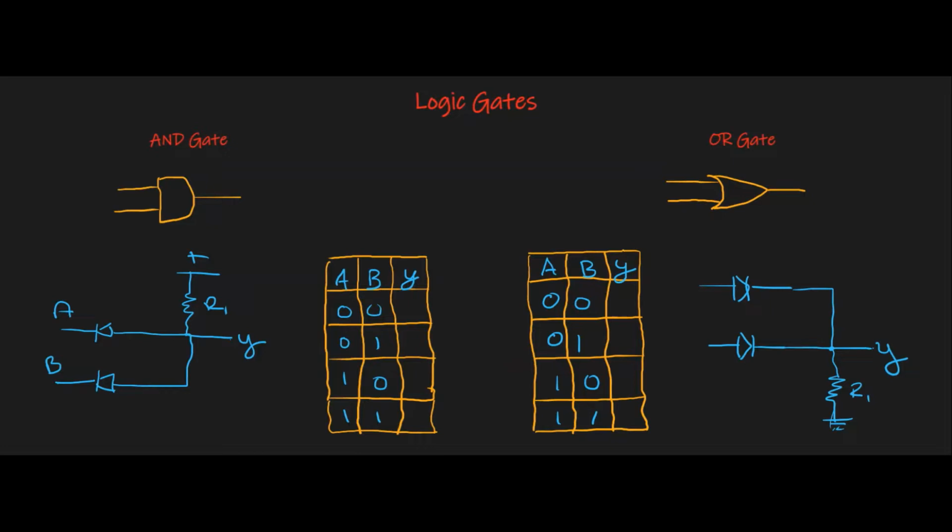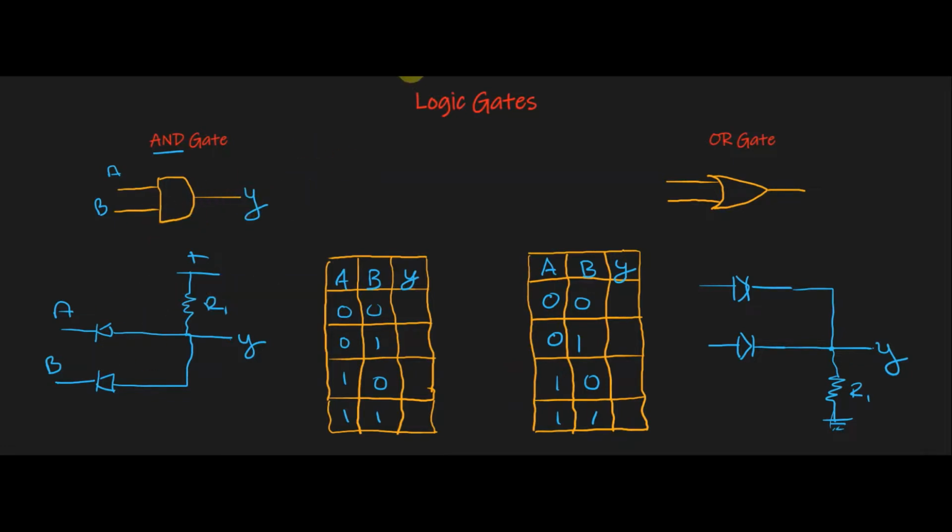We're going to continue our series on logic gates. Today we're going to talk about the AND gate and the OR gate. So let's start with the AND gate. This is the symbol for the AND gate. It has two inputs, A and B, and it has an output, Y.